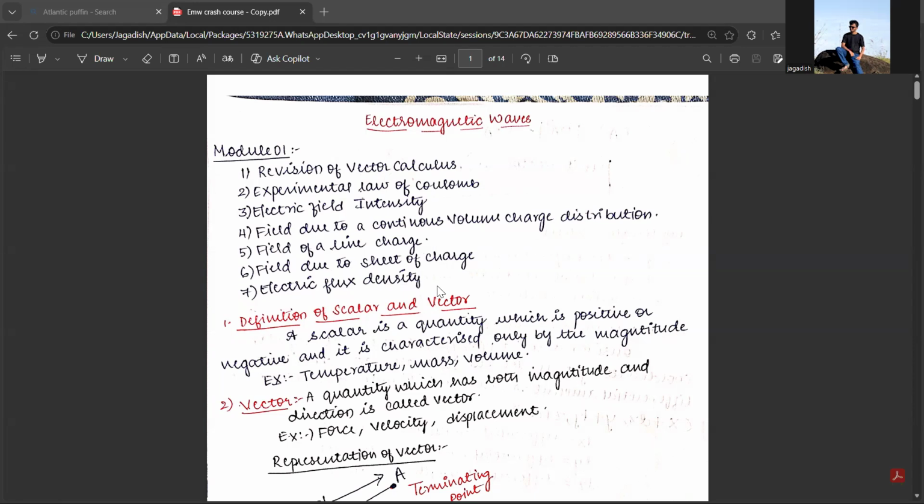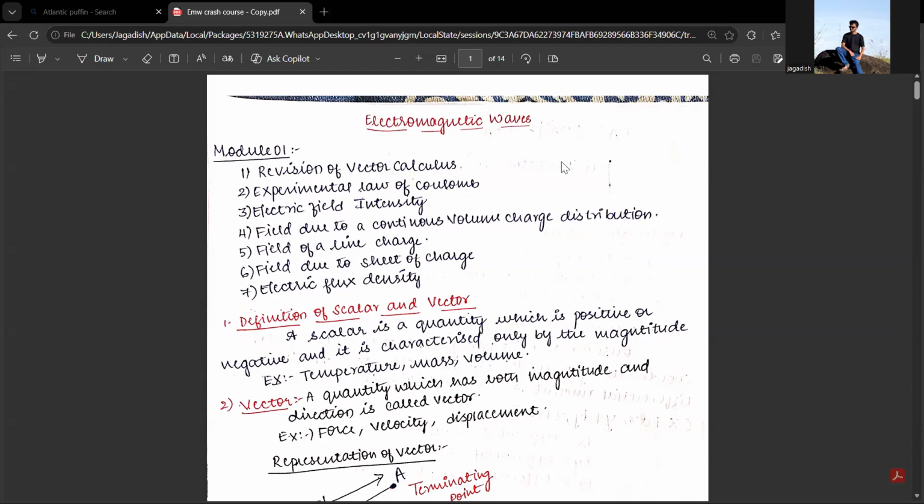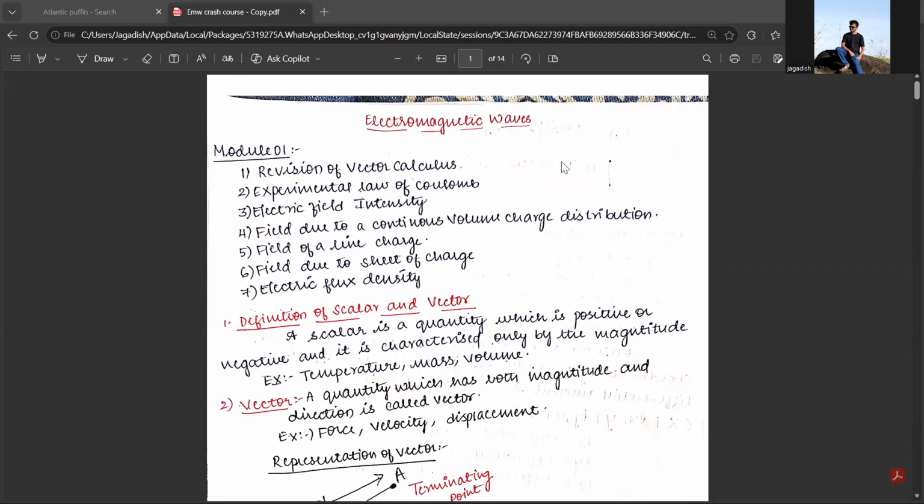One is the revision of vector calculus. The second one will be the experimental law of Coulomb, electric field intensity, field due to a continuous volume charge distribution, field of a line charge. In field of a line charge, you will be having two kinds: finite and infinite. Then we will be learning field due to a sheet of charge and the electric flux density. So these are the 7 topics in module 1.